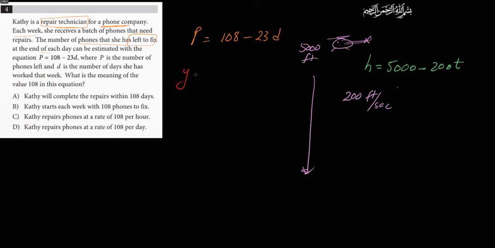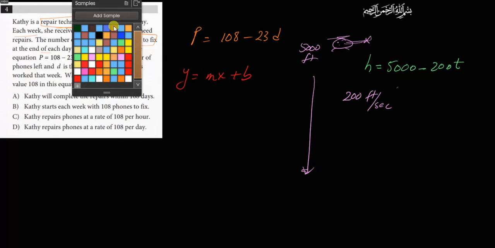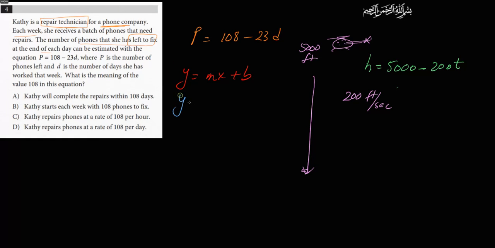Why? Because this is y equals mx plus b, all right? This is like a linear function. Rather, what this is actually is y equals b plus mx. This is the b, minus, this is plus mx, where the m is negative 23. So you have to recognize this as a linear equation, as a linear function. This is a line.